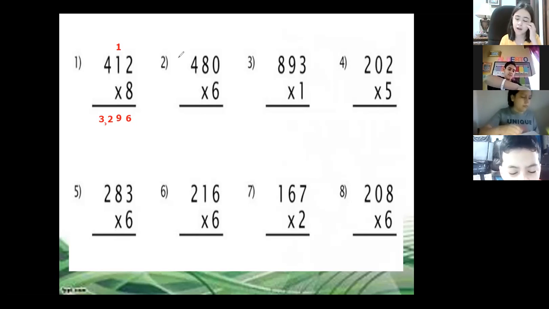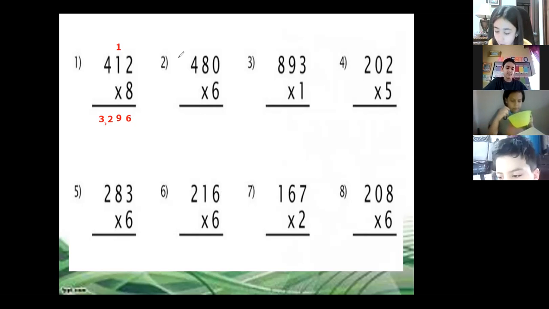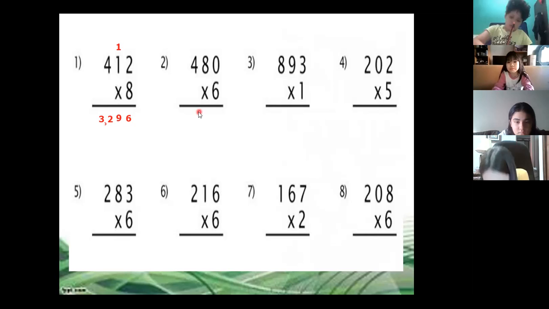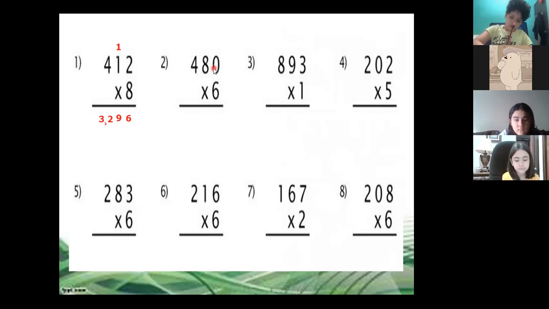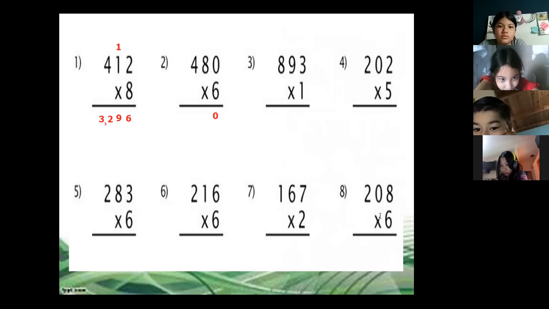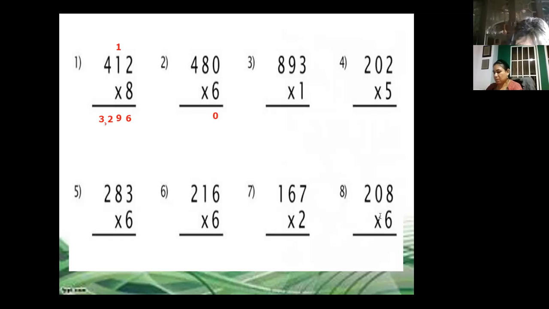Now we have number 2, 480 times 6. What is the first digit that we're going to multiply in 480 times 6? That's 0. 6 times 0 or 0 times 6. What is the answer? 0, that's right. Every single number that is multiplied by 0, the answer is 0. Now 6 times 8. 48. That's right. So which number are we going to write down here? The 8, that's right.